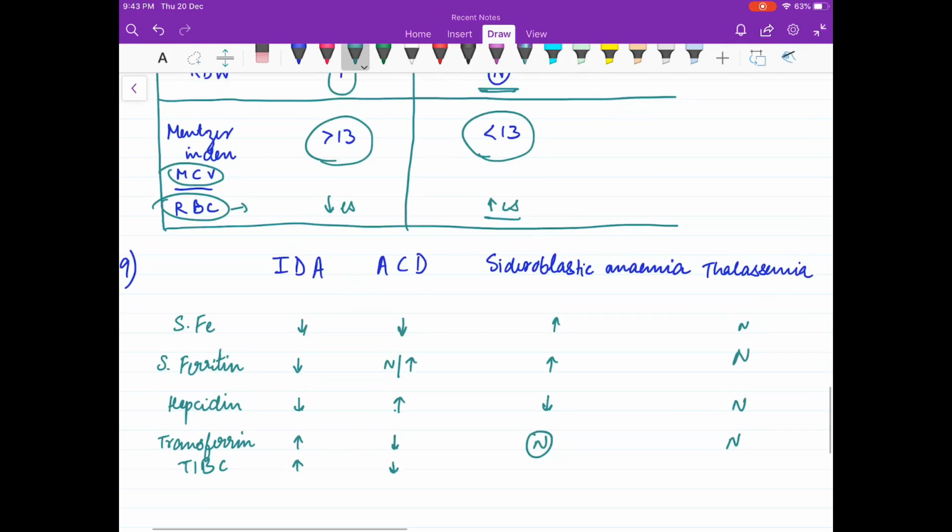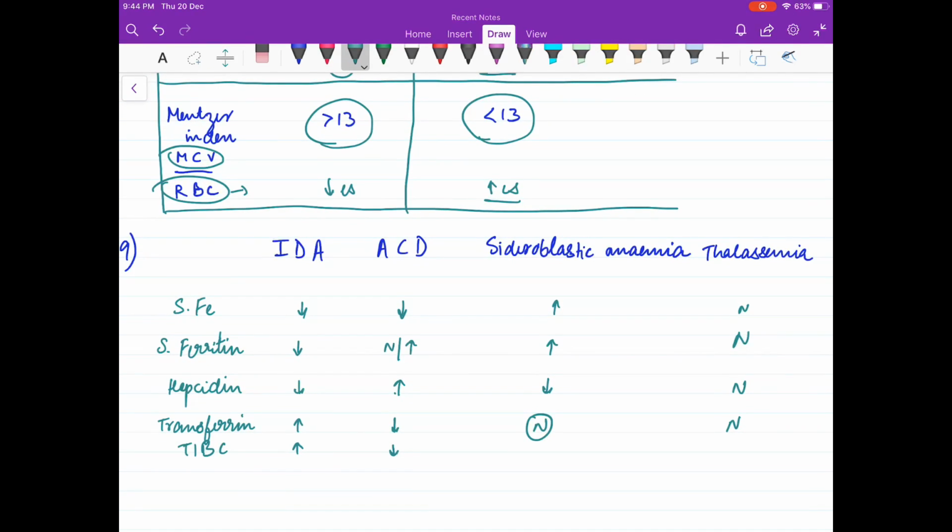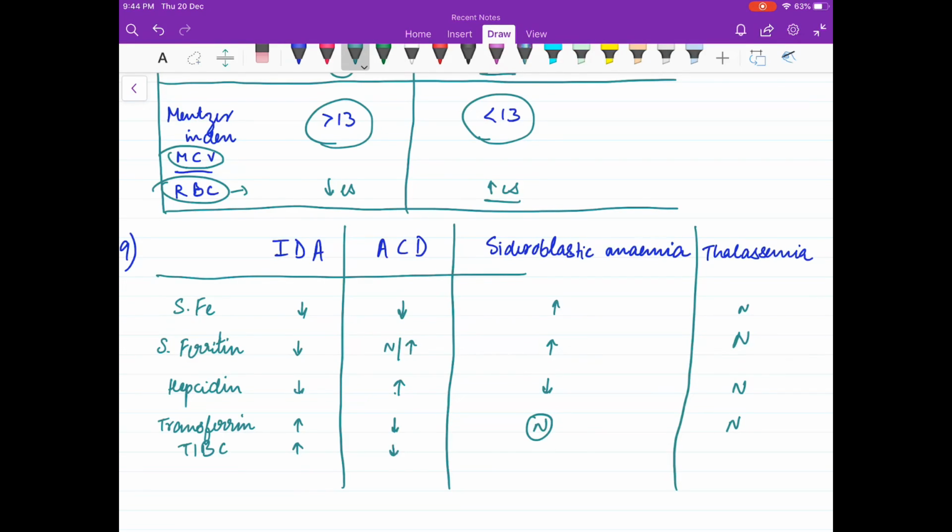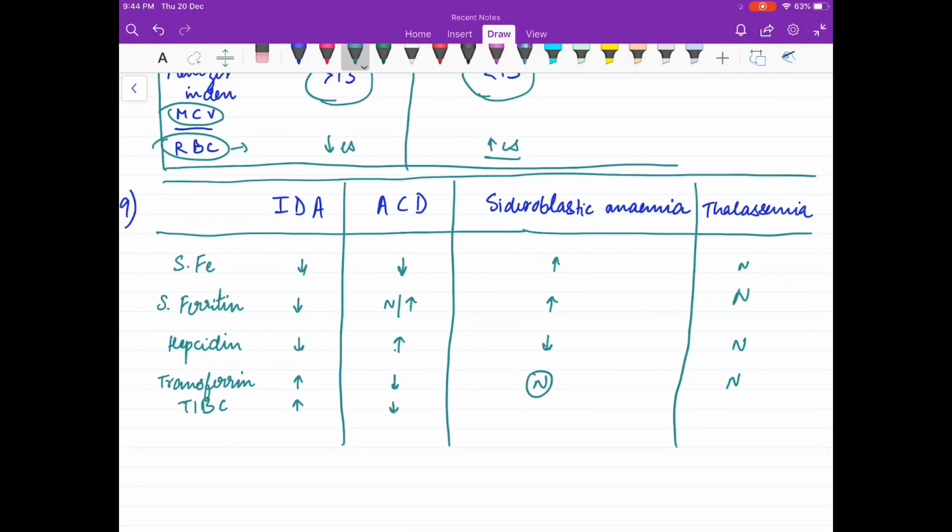Now we will see a few points of how to differentiate iron deficiency anemia, anemia of chronic disease, sideroblastic anemia. So let's see. You will see that in iron deficiency anemia, the serum iron decreases, because obviously it is iron deficiency anemia. The storage of iron also decreases.